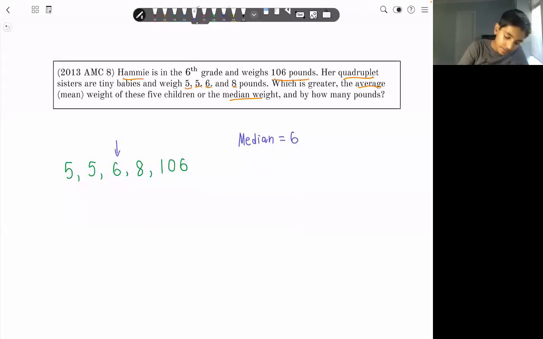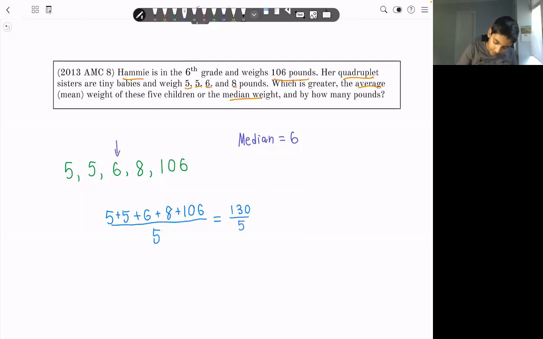Now what about the mean? The mean is just the average. So 5 plus 5 plus 6 plus 8 plus 106, divided by 5. And if we sum this up, we get 130 over 5, which is 26. So the mean is 26. And now we can clearly see that the mean is greater by 20 pounds. So mean by 20.